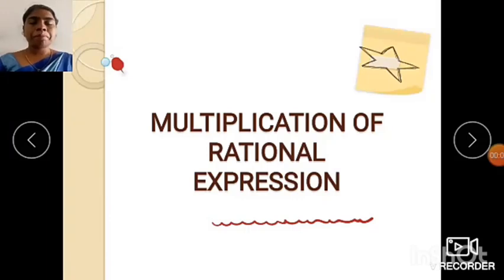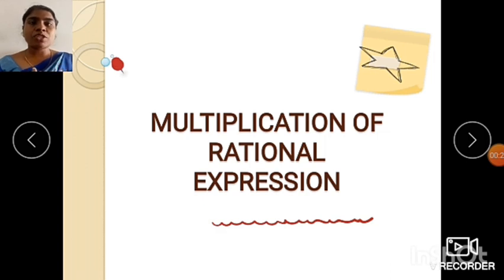Good morning, children. In today's class, we're going to learn about multiplication of rational expressions. In previous classes, we learned about addition of rational expressions with like denominators and subtraction of rational expressions with like denominators. I hope you all remember what a rational expression is. Can anyone say what a rational expression is?